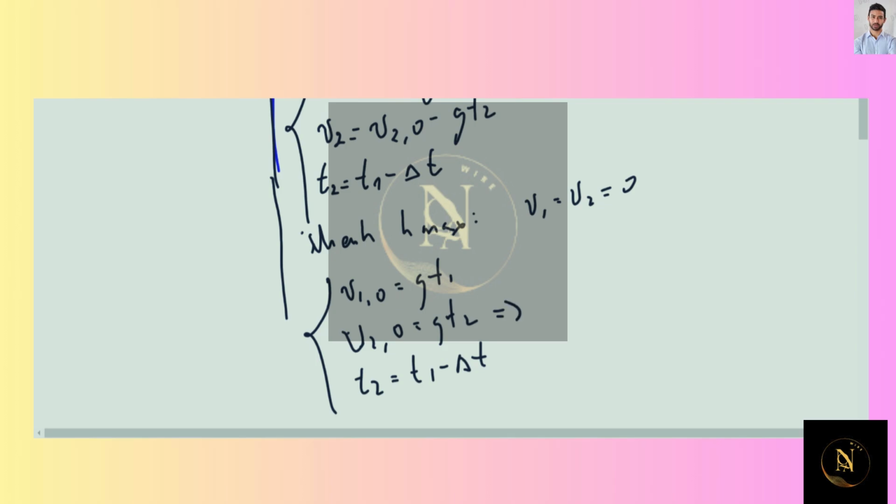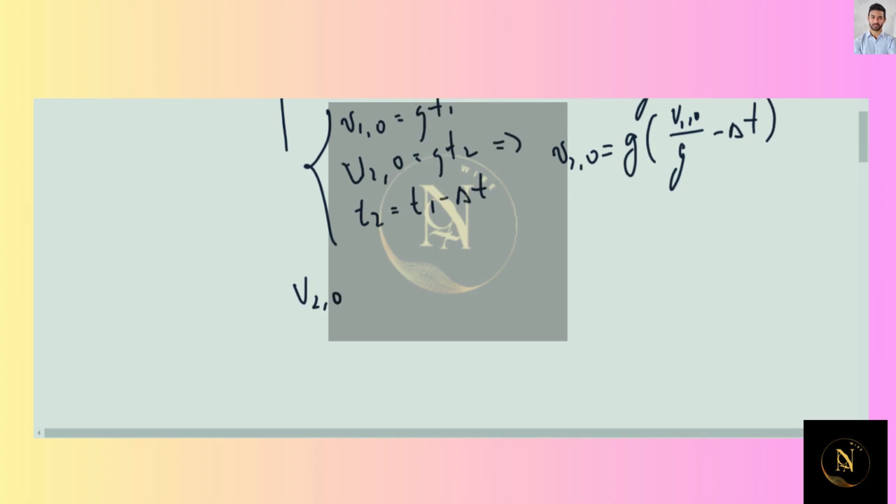So now we can simplify this expression. From the first equation, t1 equals v1 0 over g. Therefore, the second equation becomes v2 0 equals g times (v1 0 over g minus delta t). Or we can further simplify it. It becomes v1 0 minus g delta t.